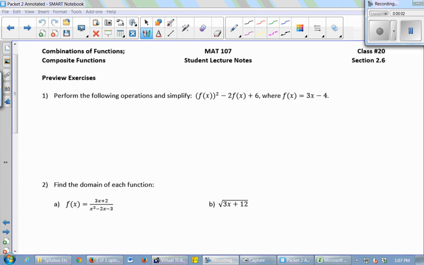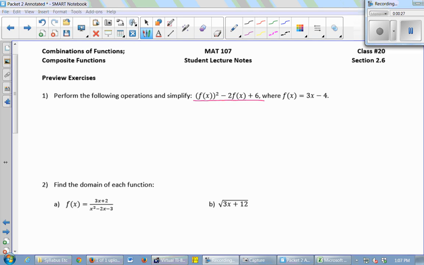Perform the following operations and simplify. So we want to do f of x squared minus 2 times f of x plus 6, where f of x is the linear function 3x minus 4. So I'm going to evaluate this by replacing everywhere I see an f of x. I'm going to replace f of x with what it equals, right? I'm going to make a substitution, replace all the f of x's with 3x minus 4s.